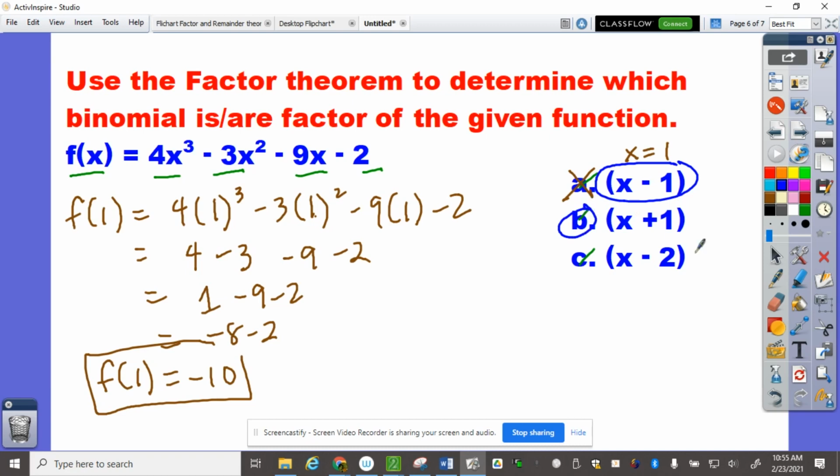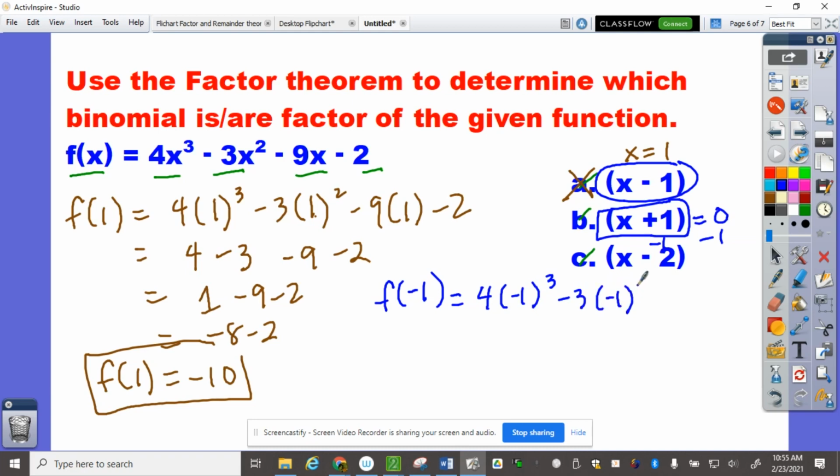Okay, let's try letter B here. For letter B, let me use remainder theorem again, f of negative 1 this time. Remember, this is x plus 1 here. When we set it equal to 0, we have to solve for x by subtracting 1, subtracting 1. That's why the value of c there will be negative 1. So plug in 4 times negative 1 to the third power minus 3 times negative 1 squared minus 9 times negative 1 minus 2. So negative 1 to the third power will be negative 1, because negative times negative times negative will become negative, times 4 will become negative 4. Negative 1 squared is positive 1 times negative 3 is minus 3. Negative 9 times negative 1 is positive 9 minus 2.